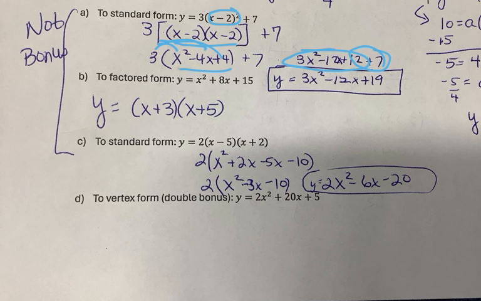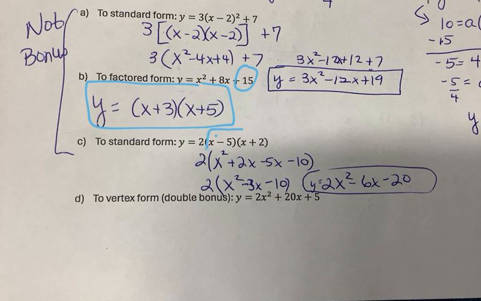Factored form just requires us to factor this problem. So I'm going to factor: 2 numbers multiplied to be 15, add to be 8, so 3 and 5. That's the easy one. And then standard form from factored form, again, we're going to FOIL and then distribute the 2.